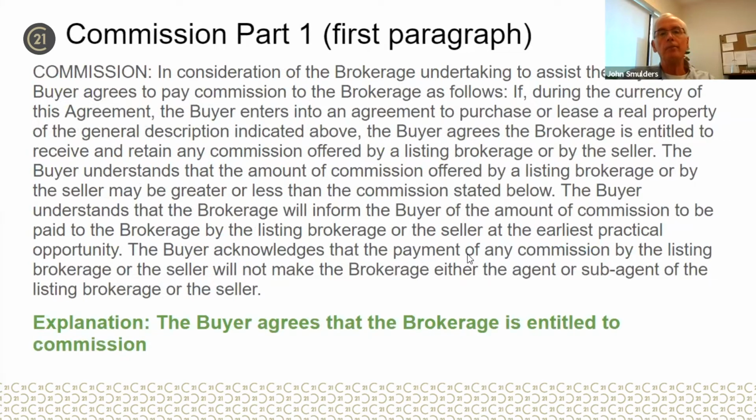Commission, part 1. So there's 5 parts in the commission section, okay? Commission part 1, it's a long paragraph, but simply the first paragraph, which is at the bottom of page 1, it's that the buyer agrees that the brokerage is entitled to commission. That is not hard to say to a buyer. It's really, really easy to say to a buyer, as opposed to perhaps the next couple of paragraphs.